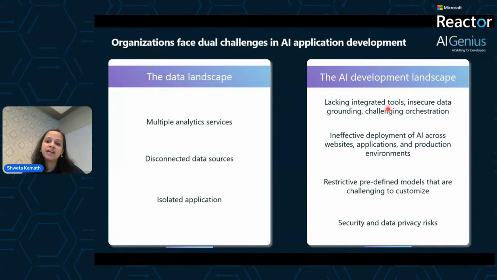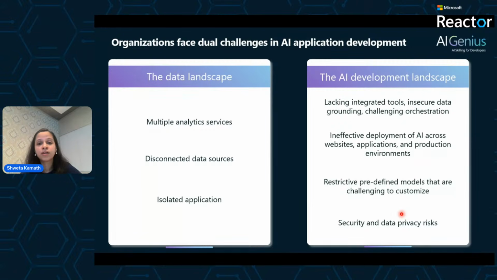If you come to the right side, the AI development landscape, you see that they lack integrated tools. There is a lot of insecure data grounding. When you ask your LLM some question, you're not sure if the response you are getting is from the data that is in store for the customer. The orchestration is also very challenging. There is ineffective deployment of AI across websites, applications, and production environments. There are restrictions on predefined models, and it's very challenging to customize those models.